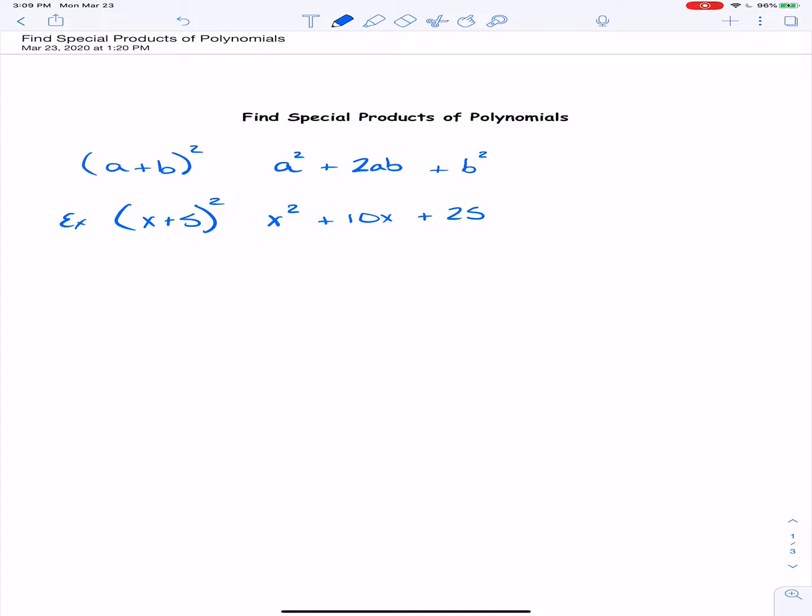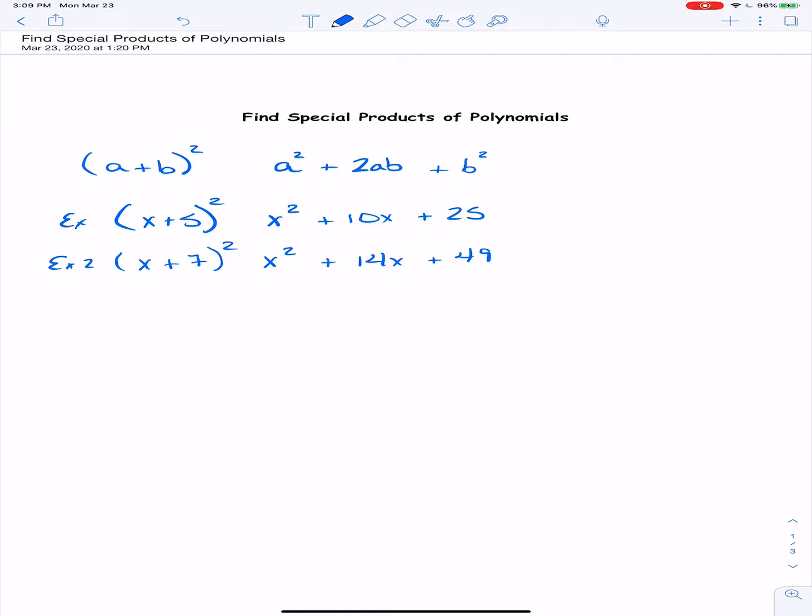Let's do one more of these examples. So let's do example number 2. Let's go (x + 7) squared. Well, we're going to square the first number, which is going to be x squared. 7 times x is 7x, times 2 is 14x, and then 7 squared is 49. Okay? So that is going to be your first special product.